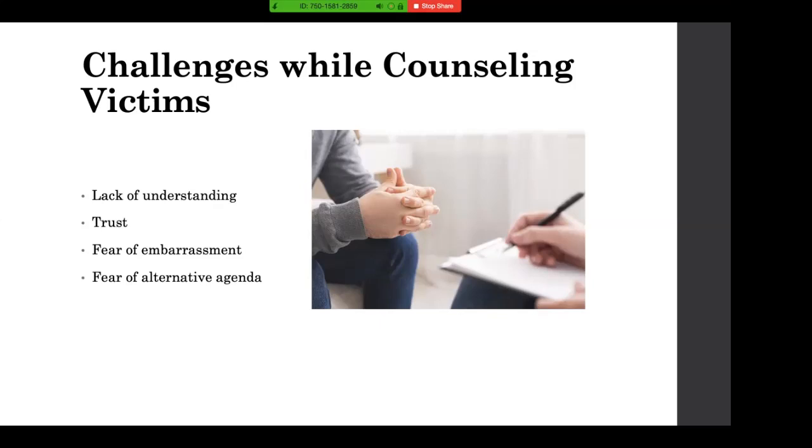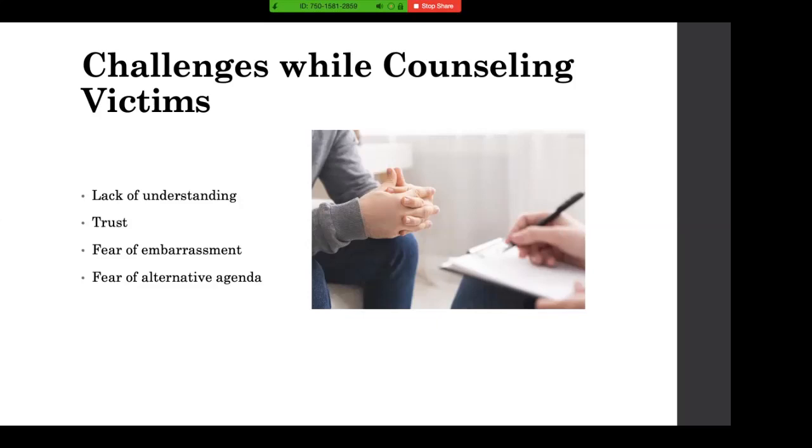Failing to build trust in such a situation can result in early termination of counseling, which is something that we don't want to do with these victims. We really want to take the time to work with them and understand them and give them that safety net away from their home environment.